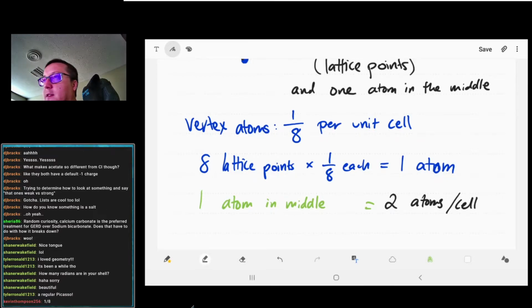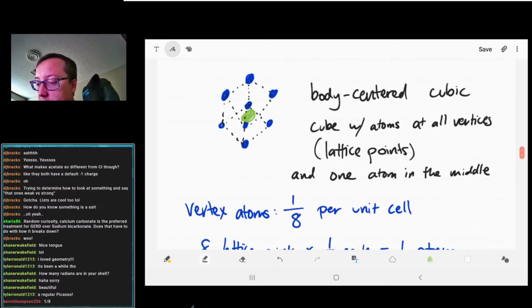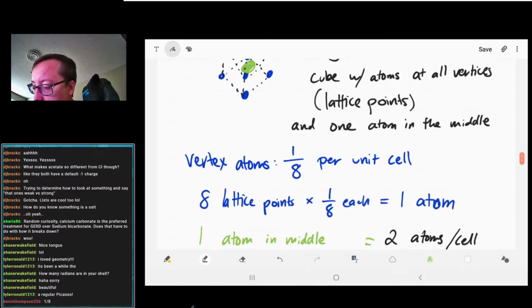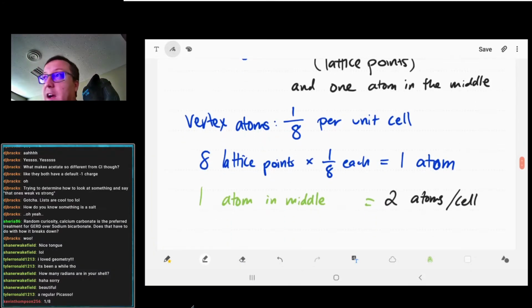Does that make sense? So each of the corners here has 1/8 of itself within the cube. There's 8 of those blue things all together. So 8 times 1/8 is 1. And then we have the green one in the middle. And so that's how we get 2 atoms per cell there.